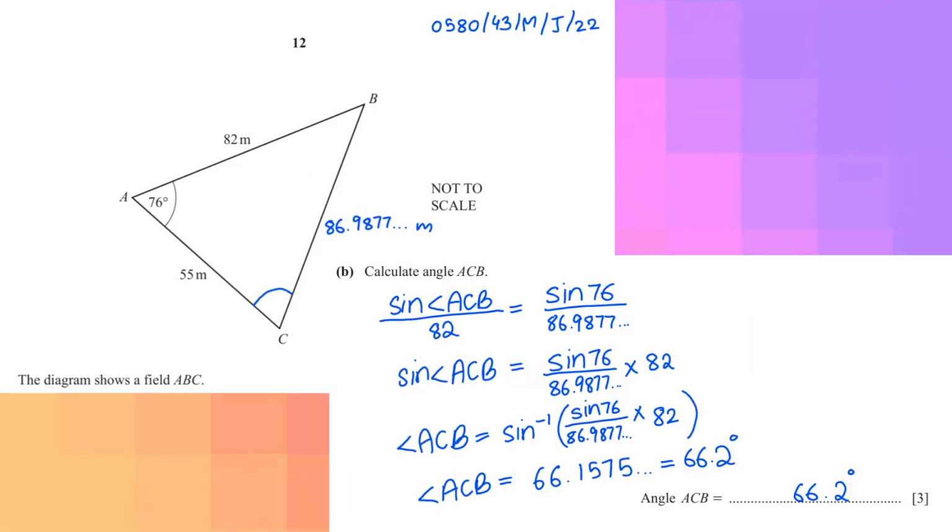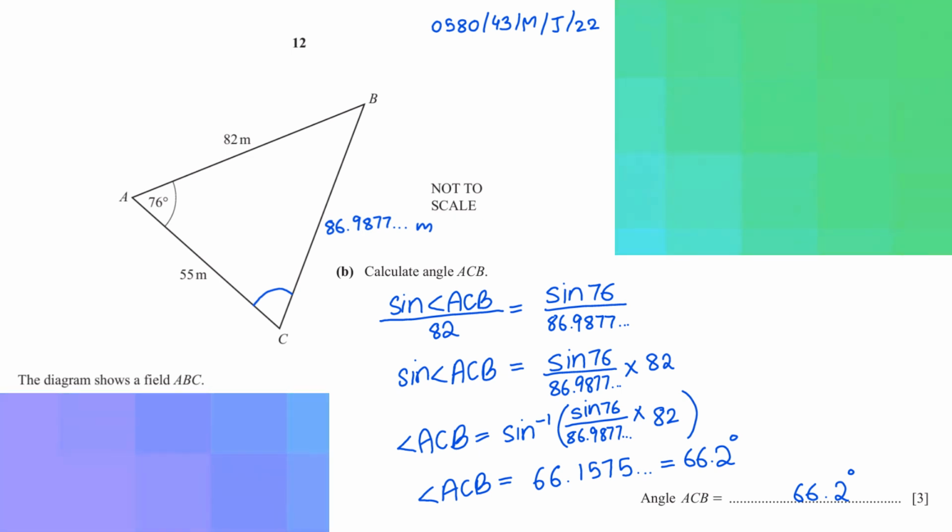Now, let's move on to Part B. Part B asks us to find angle ACB. As you can see, we have angle ACB, which we have to find, and the side opposite to it, which is 82 meters, as well as angle A, which is 76 degrees, and the side opposite to it, BC, whose value we found in Part A.